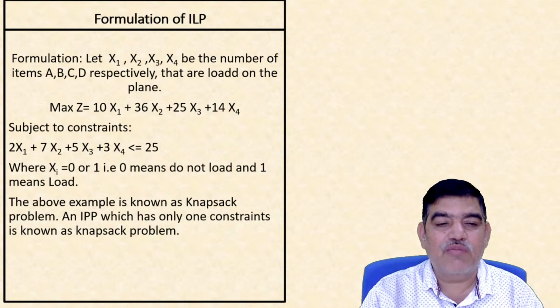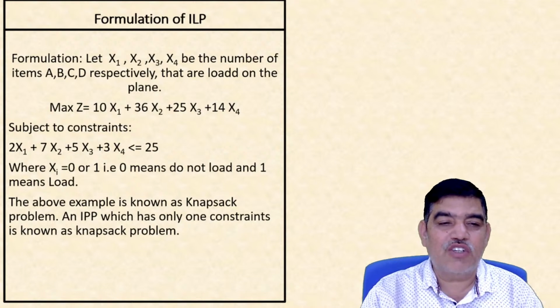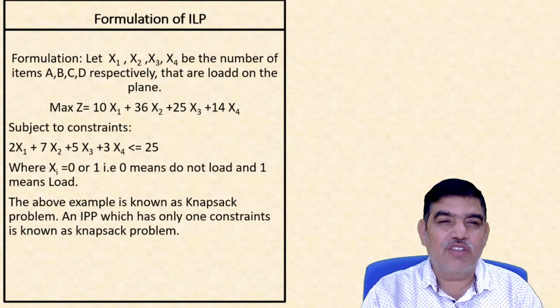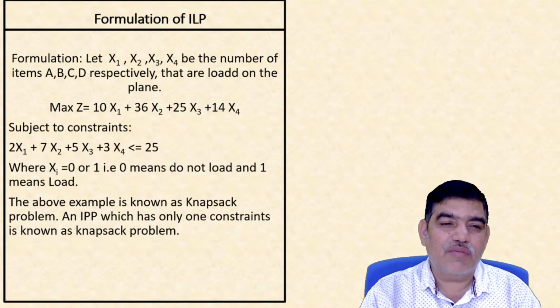What do you mean by 0 and 1? That is the binary format, 0 and 1, integer linear programming. So 0 means do not load, 1 means load. If you mention x1 is 0, that means do not load. If x1 is 1, then load. That is the meaning of your 0-1 integer linear programming problem.